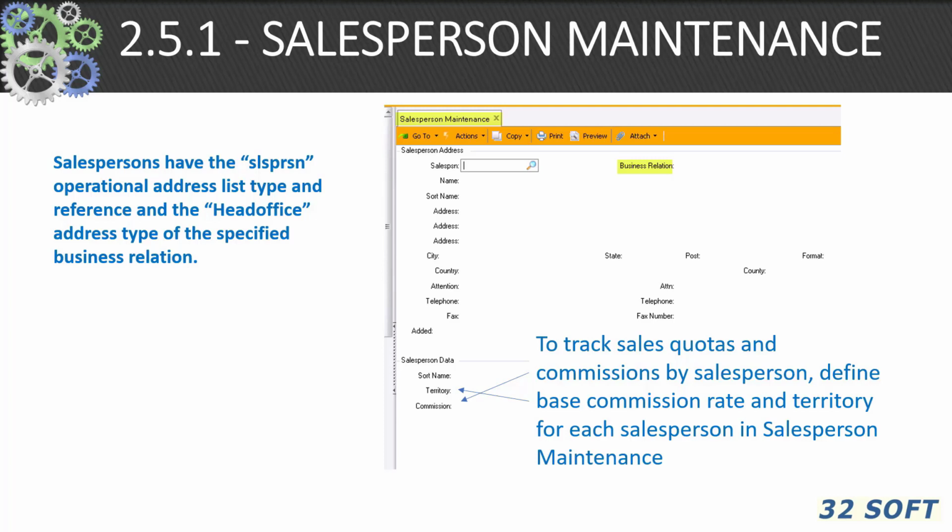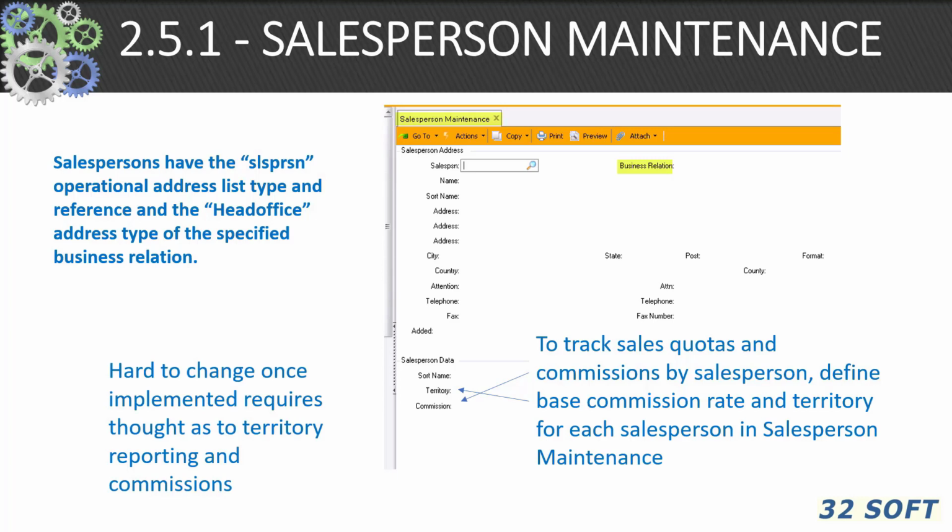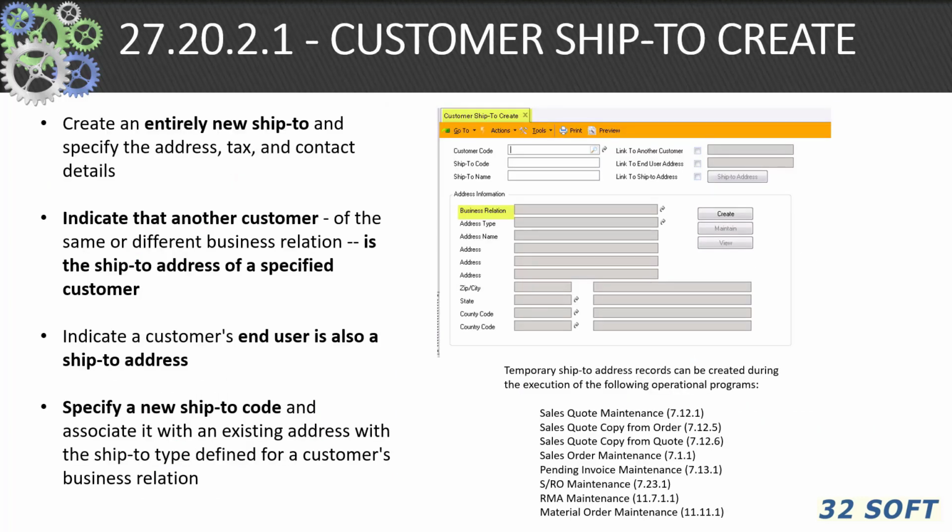The 2.5.1 salesperson maintenance. This is used to track sales quotas and commissions by salesperson, define rates, territories. These are all maintained in this 2.5.1. A word of caution, once you've set this up, it's hard to change. It is somewhat problematic, so just put a lot of thought into how you're going to set up those salesperson maintenance.